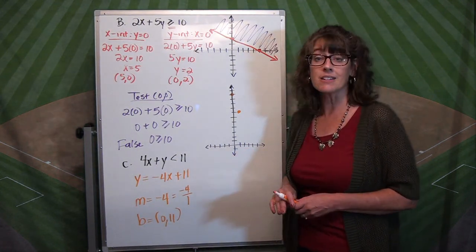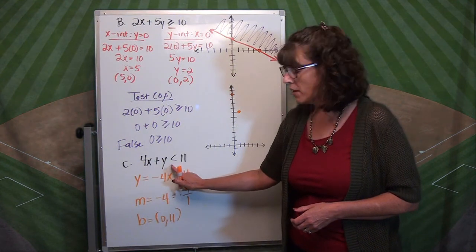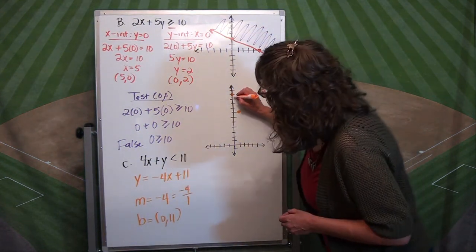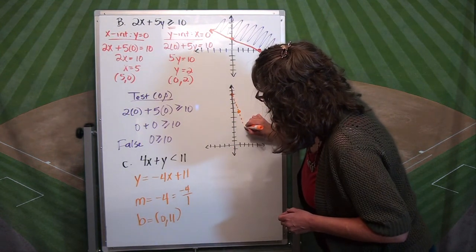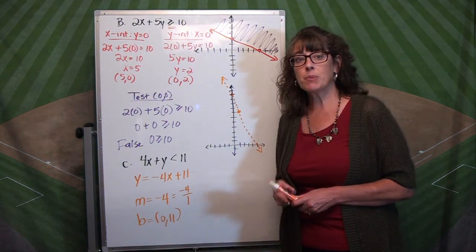I'm ready to connect. I just need to decide, is it solid or is it dotted? There's no equal to part. So it is dotted. So I'm going to connect these with a dotted line. And now I'm ready to shade a half plane.